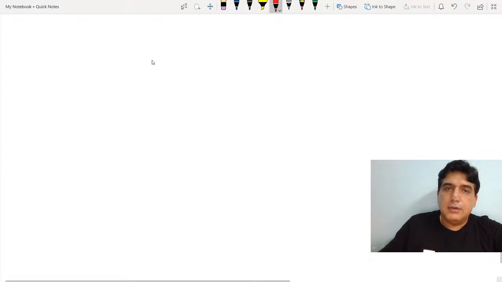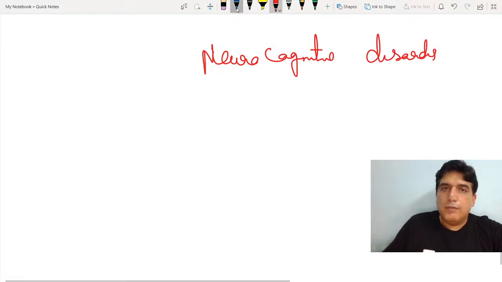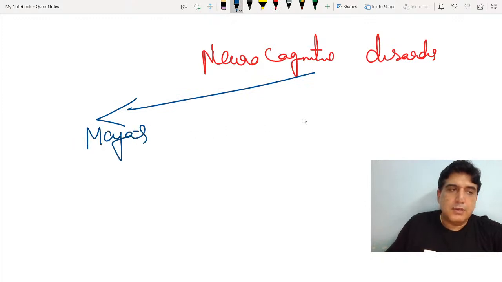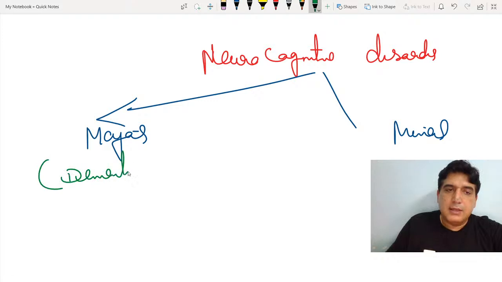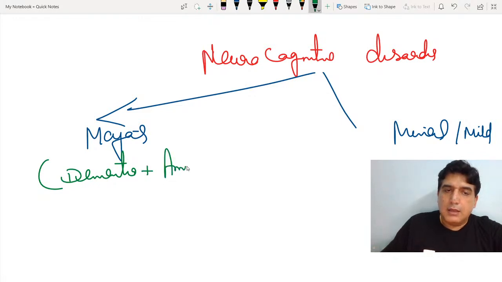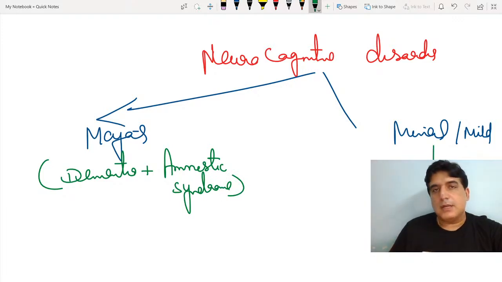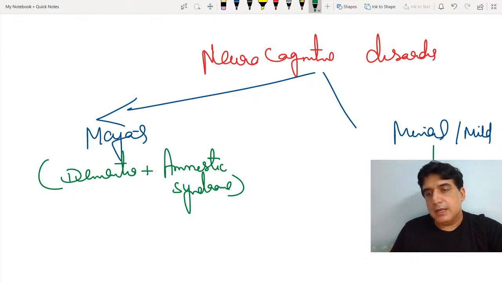Second, dementia. Now we call it neurocognitive disorder. We divide neurocognitive disorder into major neurocognitive disorder and minor neurocognitive disorder. In major, we have dementia plus amnestic syndrome. Minor, or mild neurocognitive disorder, is where there are symptoms of cognitive deficit but they do not fulfill the criteria of dementia and amnestic syndrome. We call it mild neurocognitive disorder. So we have divided dementia into major and minor or mild neurocognitive disorder.